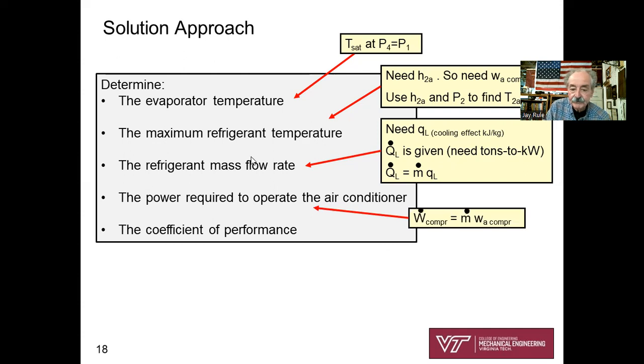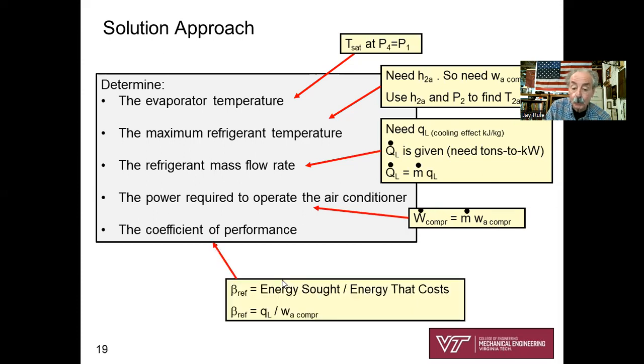Once we got the mass flow rate, it's easy to calculate the power required. W dot, the rate of work done, the power needed to run the compressor, is simply going to be m dot times W actual of the compressor in kilojoules per kilogram.